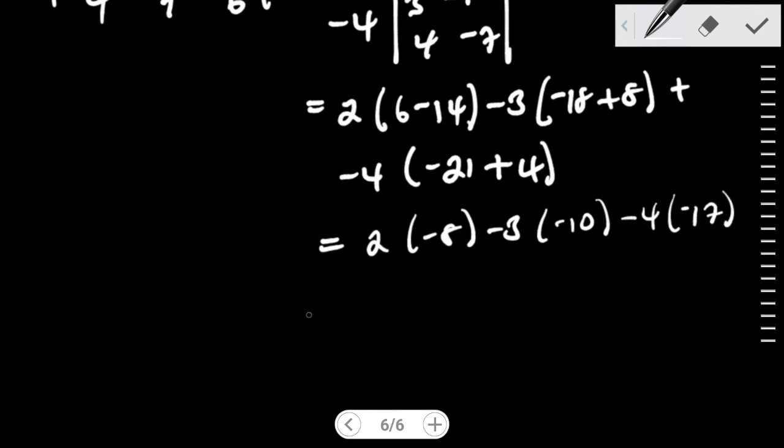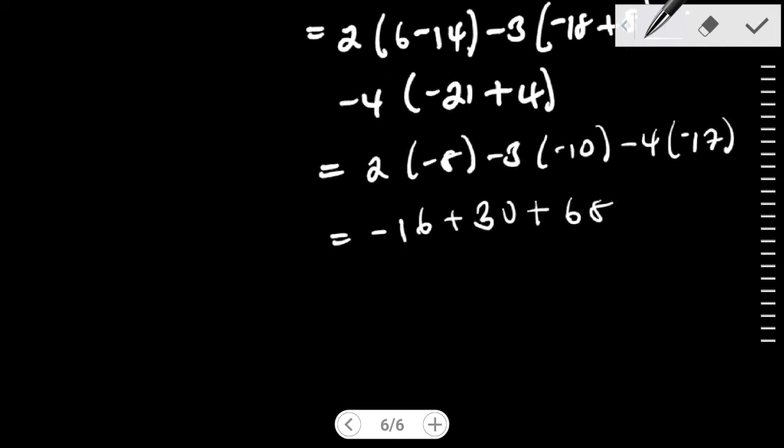Having done so, this is going to be negative 16 plus 30 plus 68. This would be equal to 82, and therefore this is the determinant of this matrix. So this is how we determine the determinant of a 3 by 3 matrix.